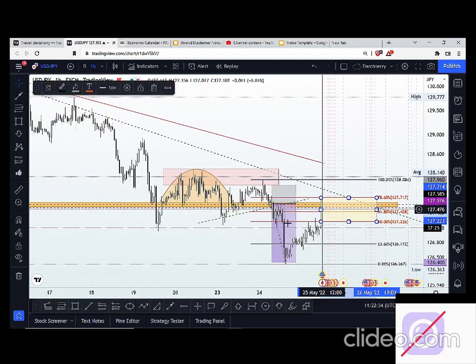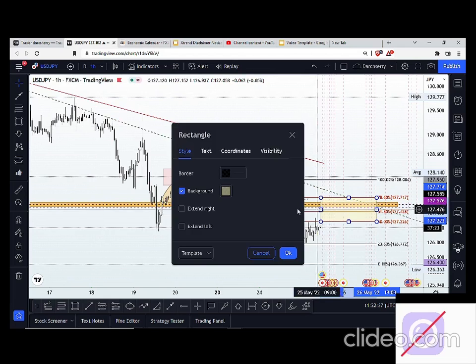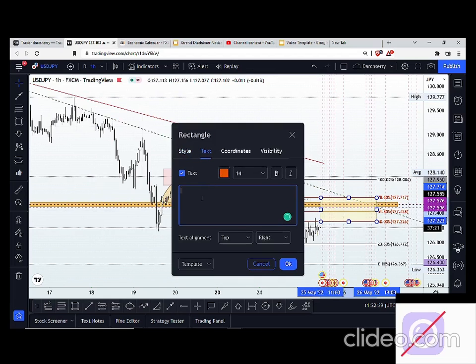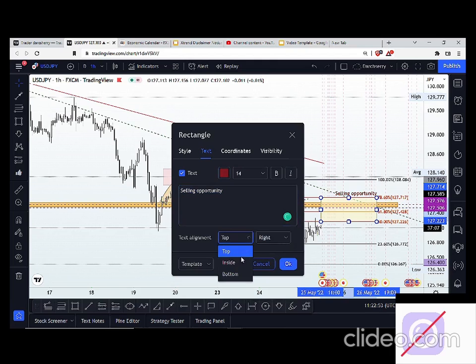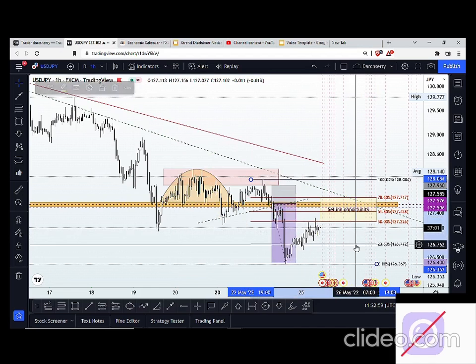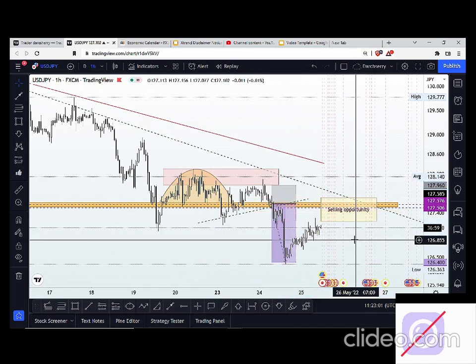So if you allow me, for clarity's sake, let's label this area so that we will be able to identify it and use it for future reference. So we have a selling opportunity right within this area, and let's place it right inside. So we delete our Fibonacci retracement tool right now.